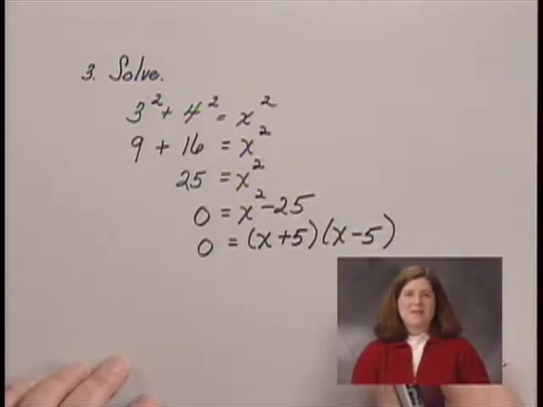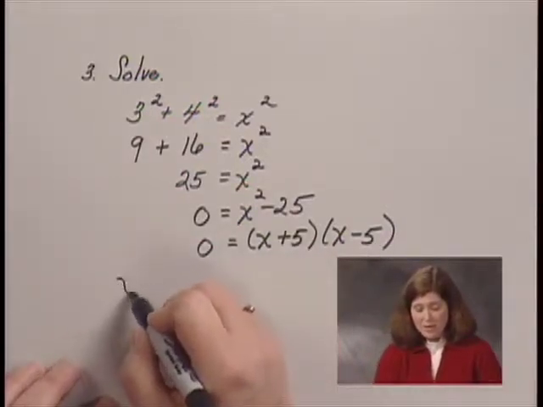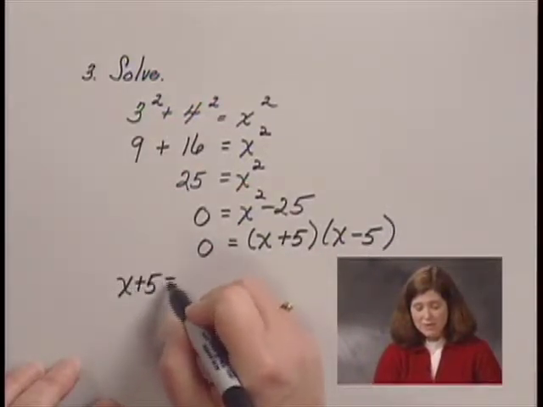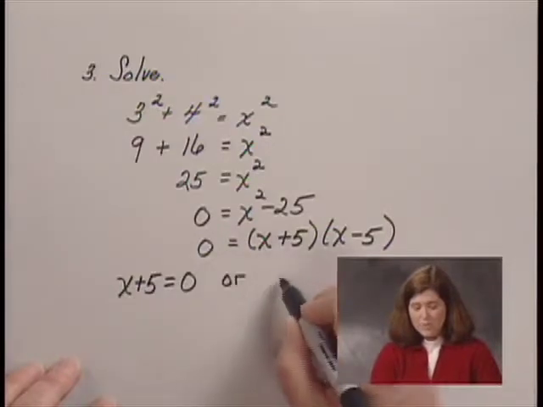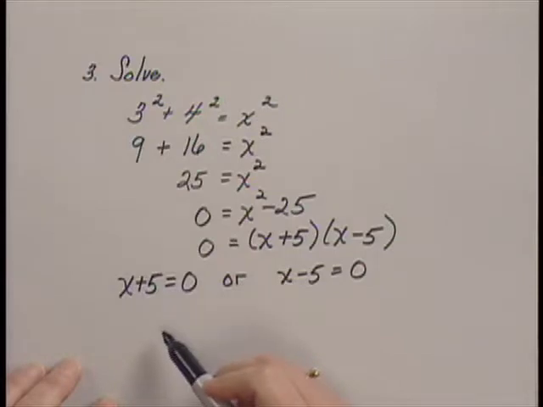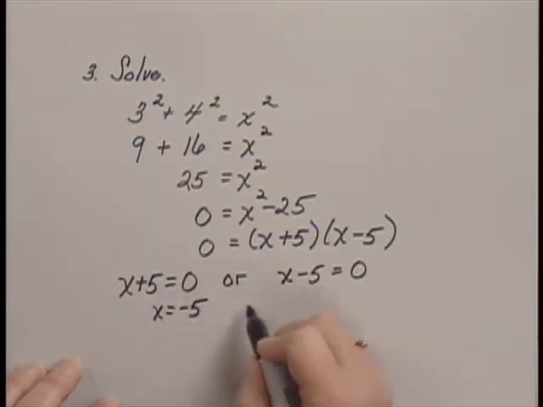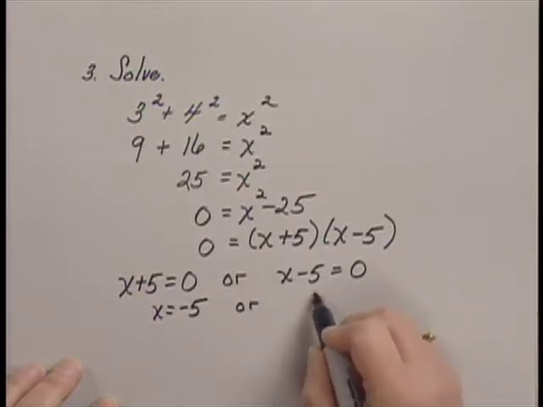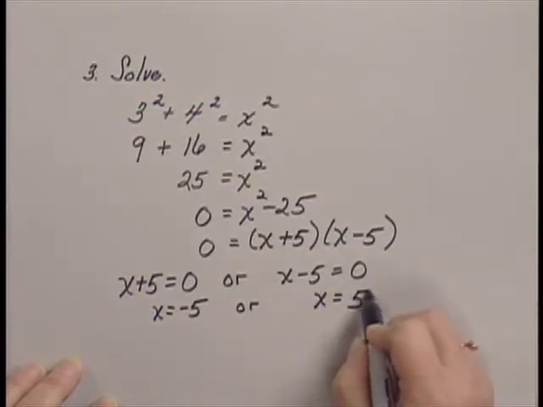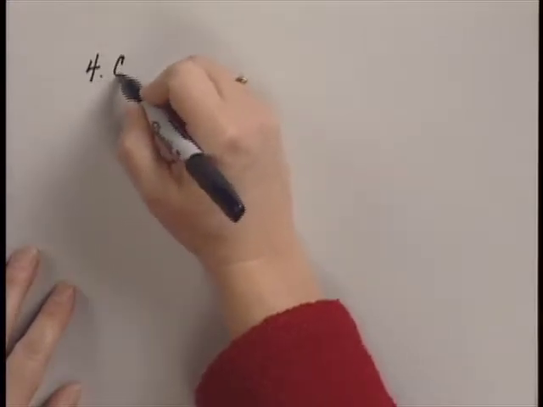Now we have a product that's equal to 0. Since the product is equal to 0, we know that either x plus 5 has to be equal to 0 or x minus 5 has to be equal to 0. We solve each of these separately. Here we have x equals negative 5, or over here we have x equals 5. We have two possible answers, so we move to our next step, step 4, which is to check the answer.